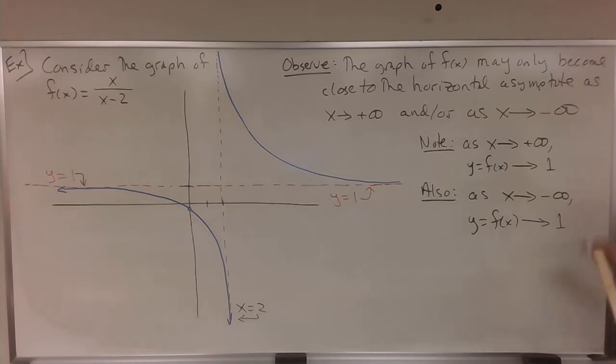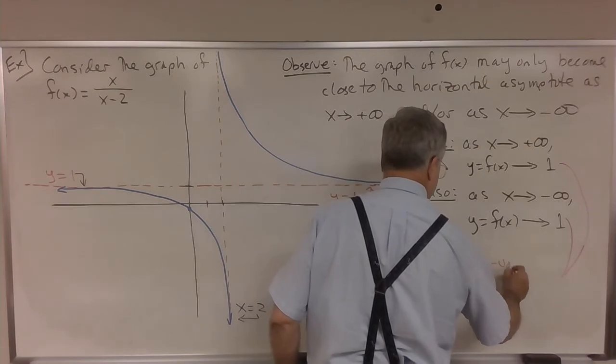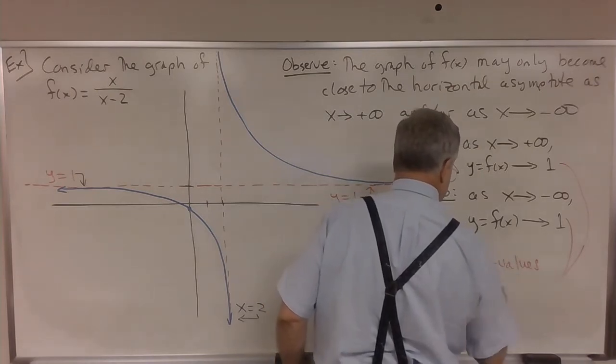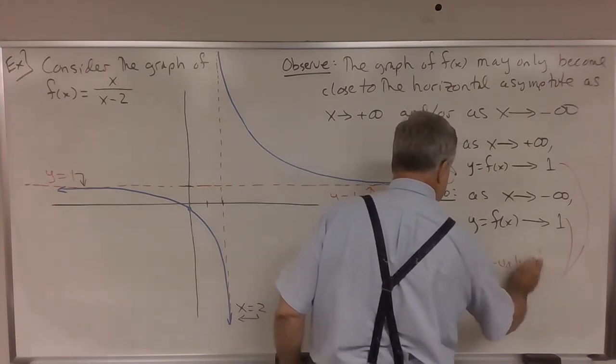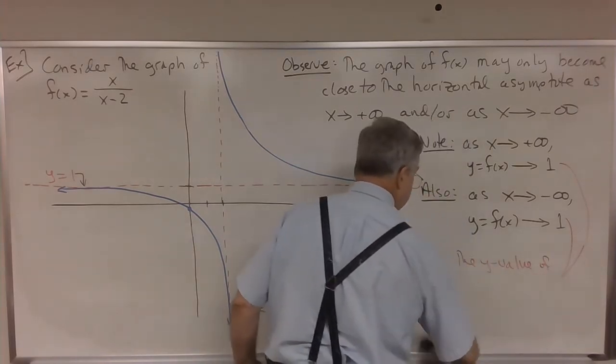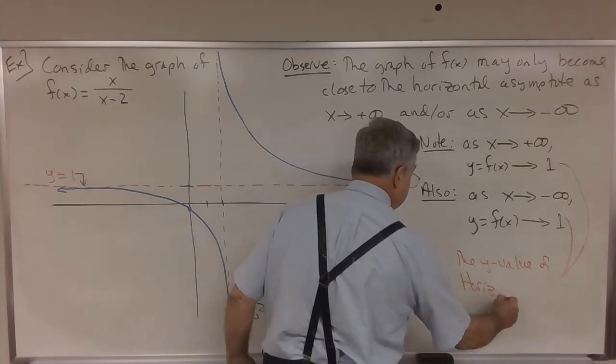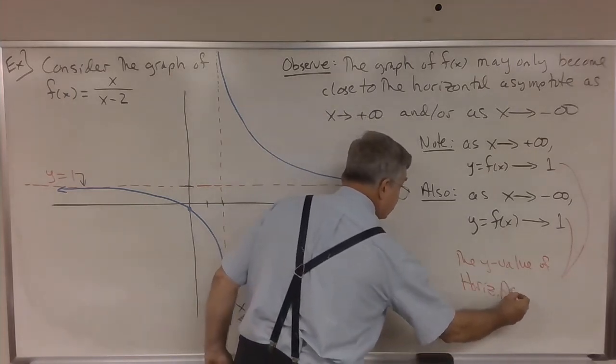And the significance of the 1 here again, that's the y value. It's the y value of the horizontal asymptote.